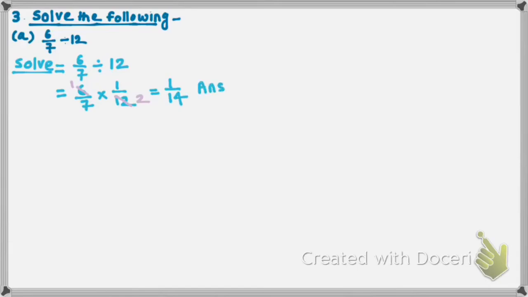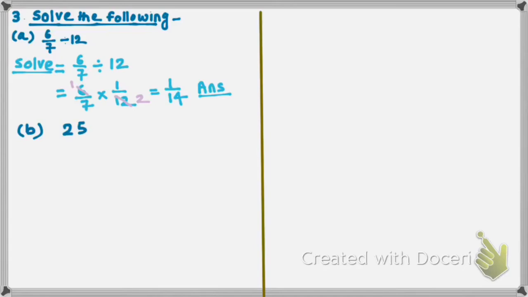Now let me write question number 3b. Question 3b, 25 divided by 15 upon 16. So the 25 division sign will change into a multiplication sign, and 15 upon 16 will change into 16 upon 15.